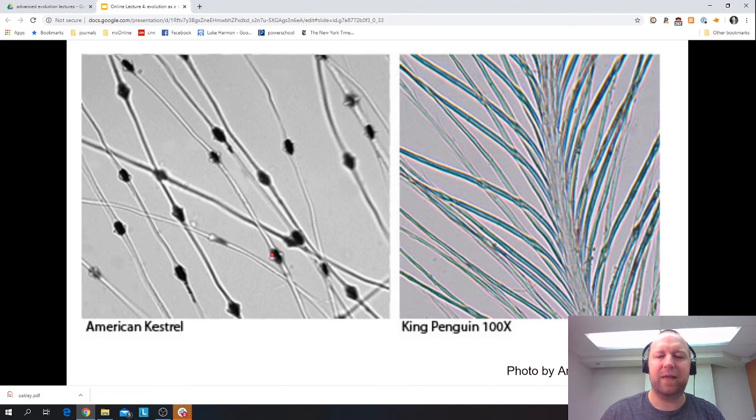A good example of that is feathers. So feathers were great for thermoregulation, but it turns out that they're good for flight and also good if you're going to insulate yourself swimming around in water like a penguin.